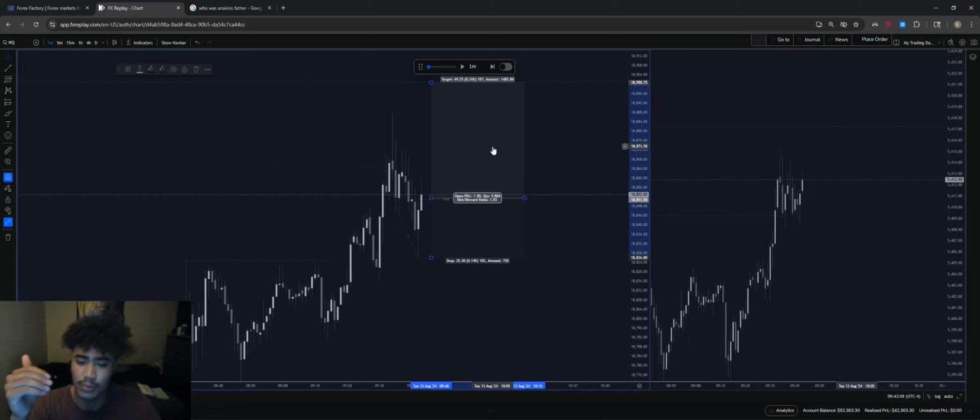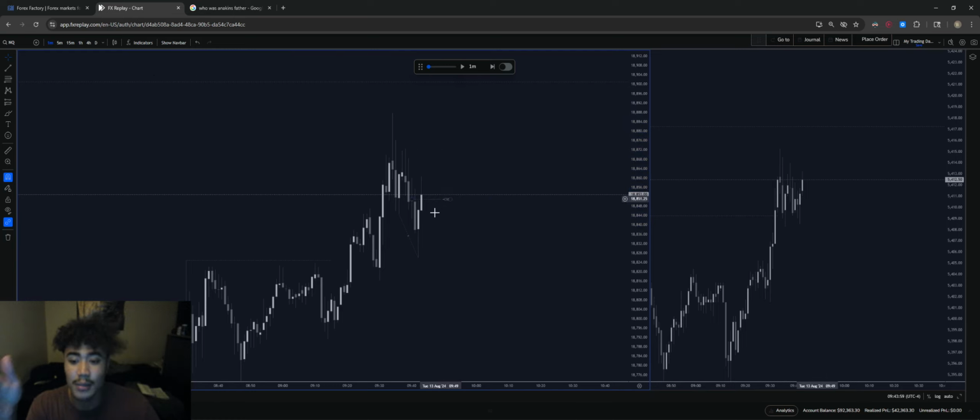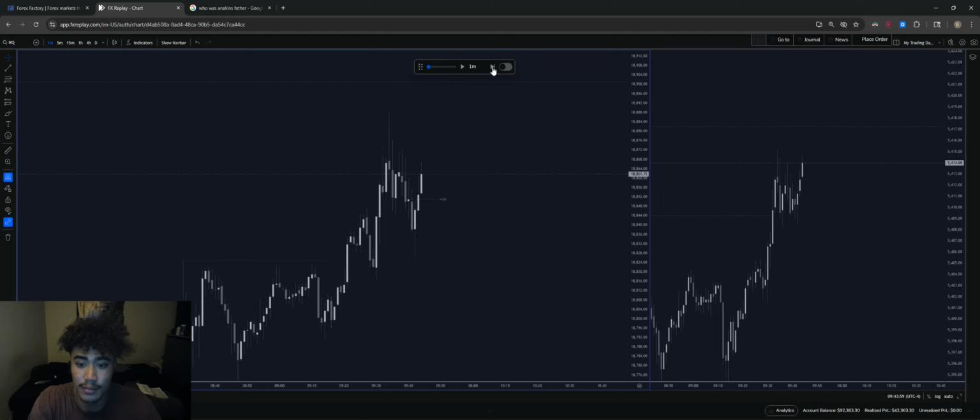Now you may be like, why is this lower probability? Well, yes, because we didn't take out internal. Now you may be like, well, Lonnie, we have these internal lows right here. Yes, we do. However, that's not significant enough internal liquidity for me personally to execute with, I guess, regular size on this trade. If I had a live account, I still wouldn't take this trade.